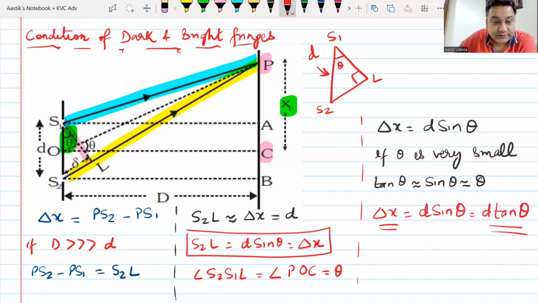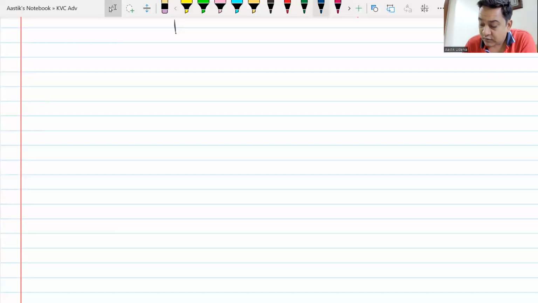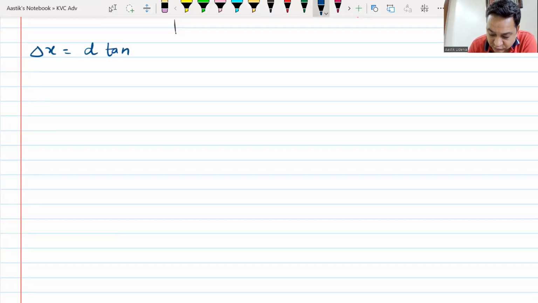So far so good? Have you understood up till here? Yes, sir. I'll give you 2 minutes to note this down. Now we have reached the point where we understand that the path difference is d tan theta. Yes or no? Yes, sir.